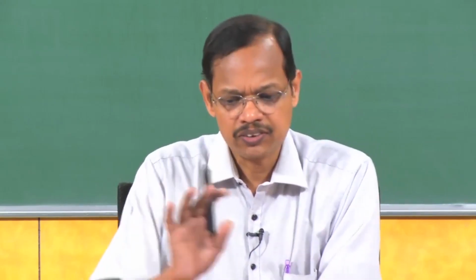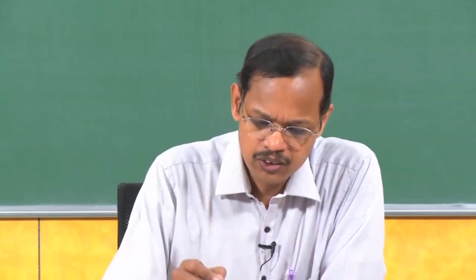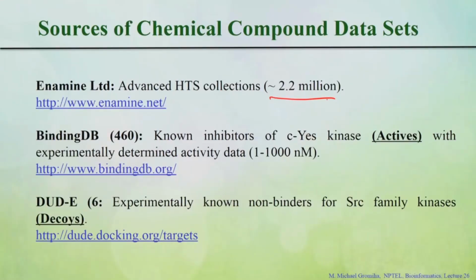So, how to do this? First we get the ligands. From Enamine we get 2.2 million compounds, right. Then to see whether these compounds have any similarity, or how we can identify the inhibitors for the CS kinase, we check BindingDB. In this case we have the actives already reported, in the 1 to 1000 nanomolar range.